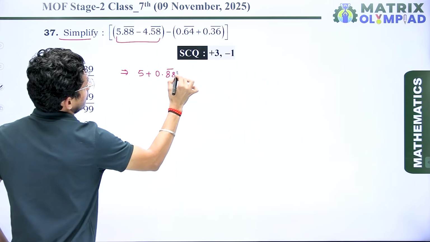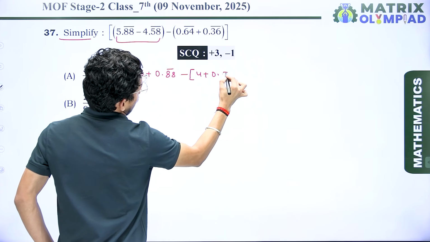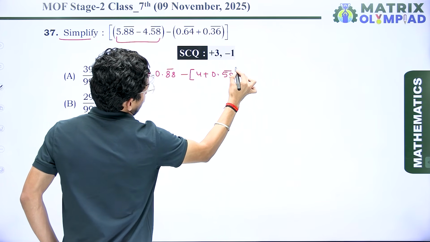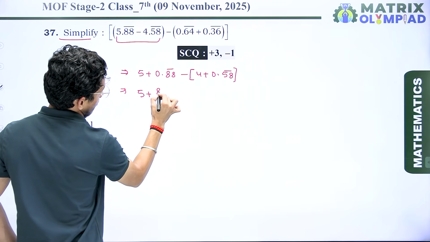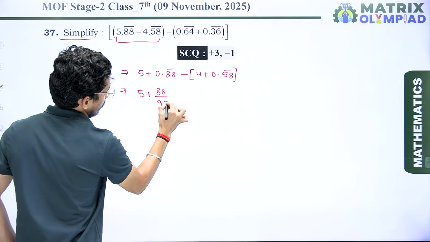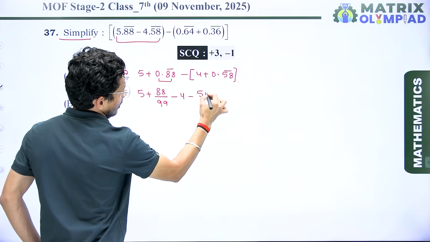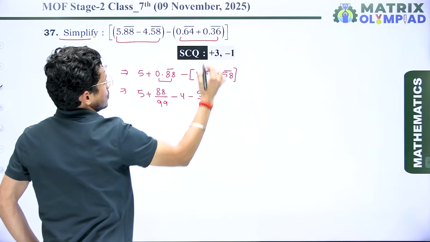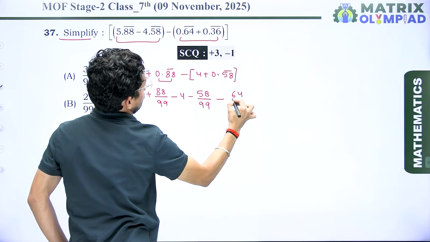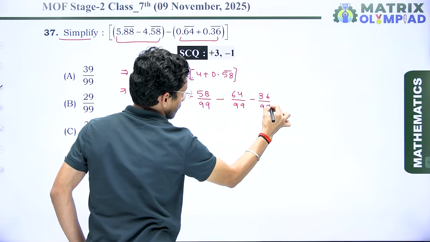bar on 88 minus bracket 4 plus 0.36 bar on 58. Okay, so I can write here 5 plus 88 upon 99. When I simplify it, so minus 4 minus 58 upon 99. So now we solve this one. So I can write it again, minus 64 upon 99 minus 36 upon 99.